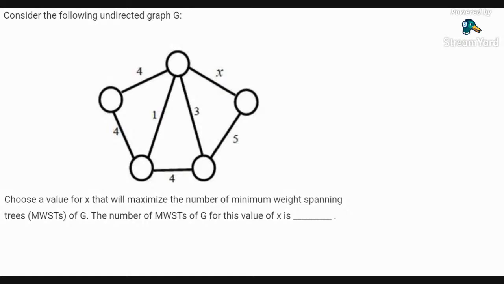So here, with four edges each having weight 4, initially you will select the edge of cost 1, then in the next step you will select the edge of cost 3. After that you can select this edge of 4 or this edge of 4 or this edge of 4. Depending on this, 3 spanning trees are possible. So what is the correct value of x for which we maximize the number of spanning trees? That is 4.